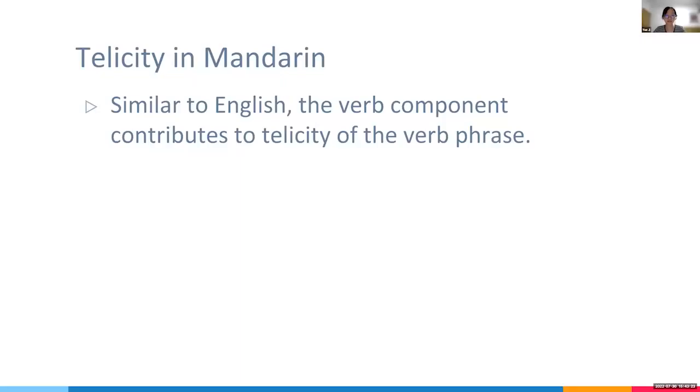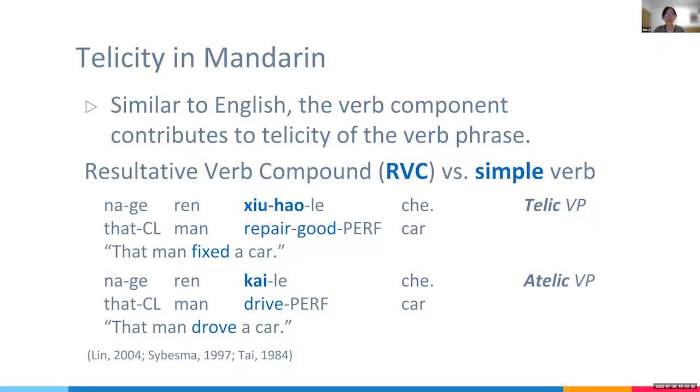So now let's take a look at the situation in Mandarin. Similar to English, the verb component contributes to telicity of the verb phrase. Importantly, we have a contrast in the form. To express telic meanings, Mandarin has resultative verb compounds. Here, the Mandarin counterpart for the verb fix is actually a verb compound. So it has two components. The first component refers to the action, and the second component refers to the resulting state. Well, for atelic meanings, Mandarin uses simple verbs or monomorphic verbs. Here, the Mandarin verb for drive just has one component.